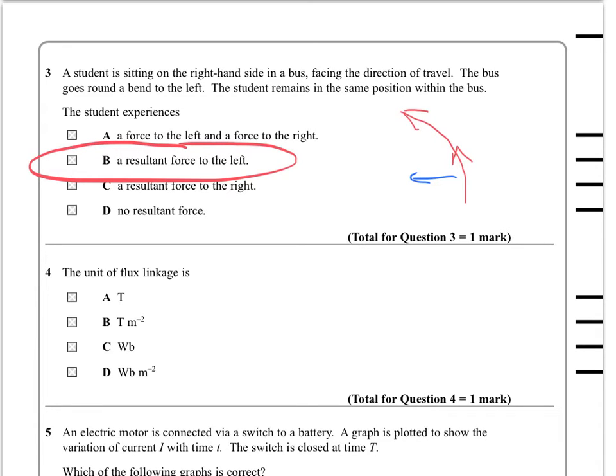Question 4 is just straight bookwork. The unit of flux linkage here is one of these, and flux linkage is just Weber, so that's a nice straight recognizing the term from your notes.